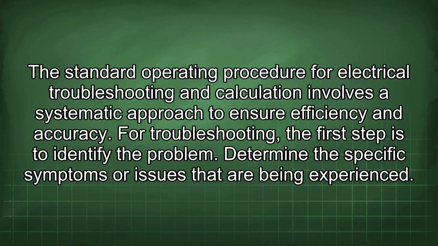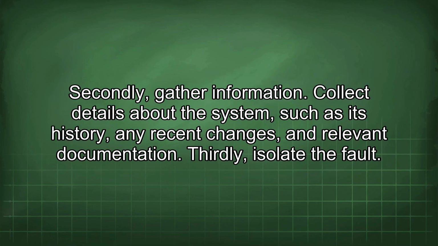The standard operating procedure for electrical troubleshooting and calculation involves a systematic approach to ensure efficiency and accuracy. For troubleshooting, the first step is to identify the problem. Determine the specific symptoms or issues that are being experienced. Secondly, gather information. Collect details about the system, such as its history, any recent changes, and relevant documentation.